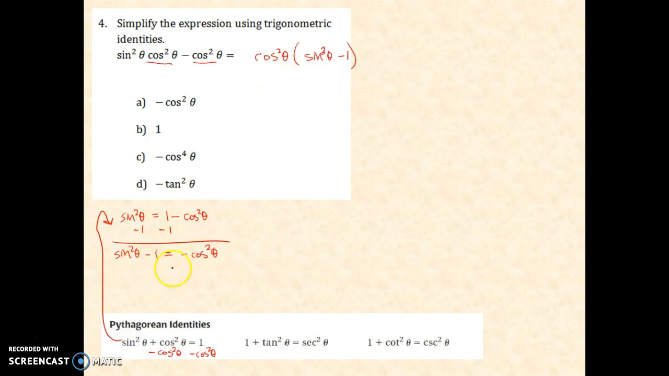So I can plug the negative cosine squared theta in place of the sine squared theta minus 1. So instead of sine squared theta minus 1 right here, I'm going to plug in a negative cosine squared theta. And then positive times negative is negative. Cosine squared times cosine squared is cosine to the 4th theta. And that is C.